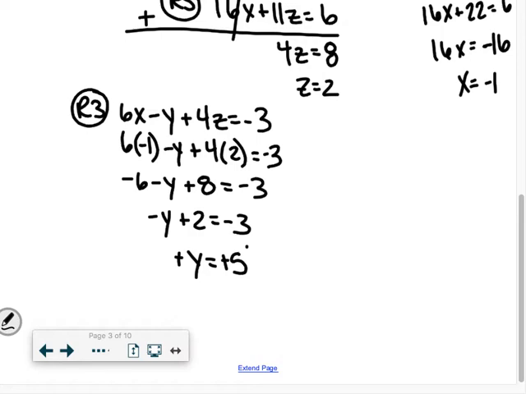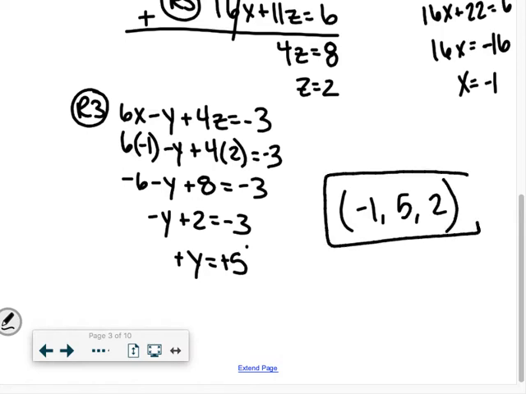Now remember, your answer, instead of being written as an ordered pair, will be an ordered triple in the order x, y, z. So my answer here would be negative 1, 5, 2. And that ordered triple represents the x, y, z that, if I plug those back into row 1 and row 2, make all the equations equal.